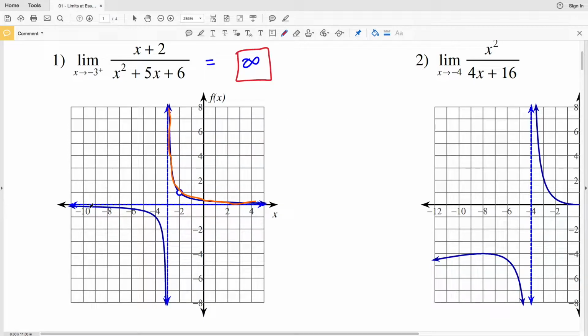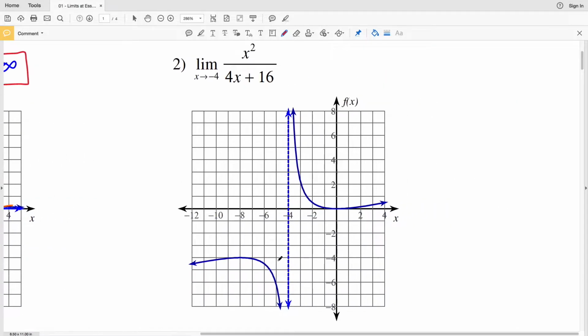Now if we were to find the limit as x approached negative 3 from the left, that would be negative infinity because it's reaching an arbitrarily large negative number. Let's continue on to number 2.